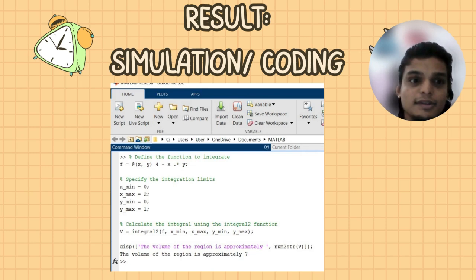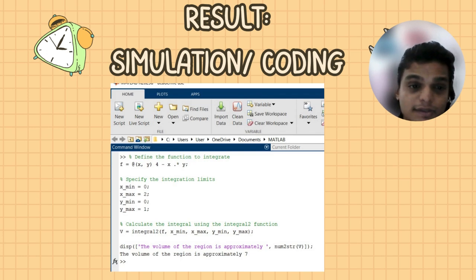I'll be presenting the simulation and coding part. If you can see, this is our coding. We have used the MATLAB software. For the coding, first we inserted the equation as it was in the question. Then I wrote the command for the specific integration limits. Then I wrote the command to calculate the integral using the integration function. Later, I used the display command to display our answer.